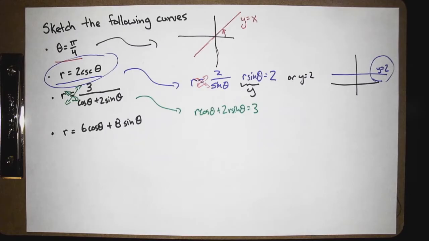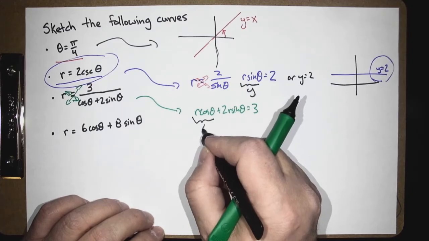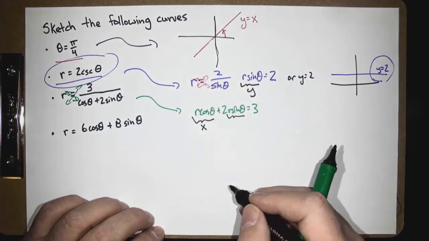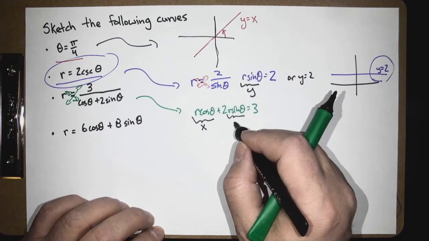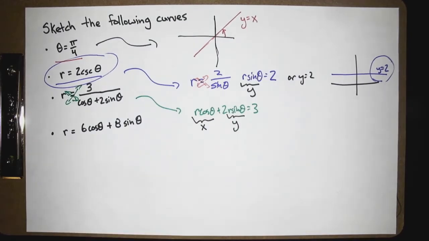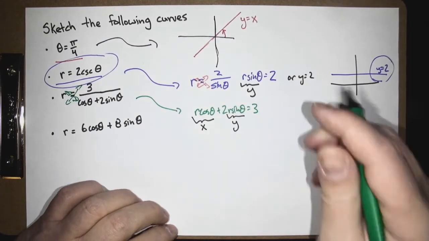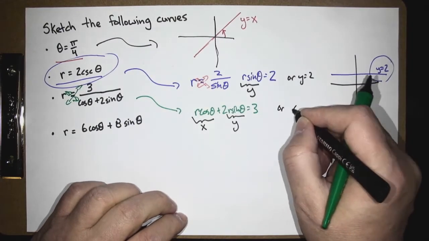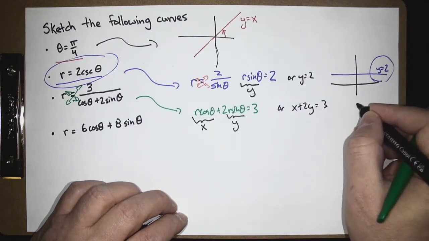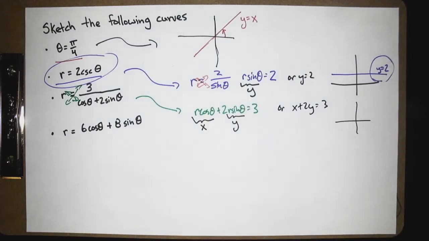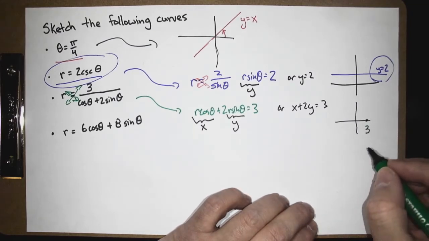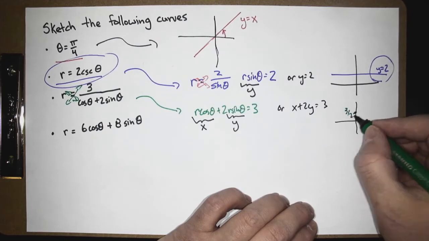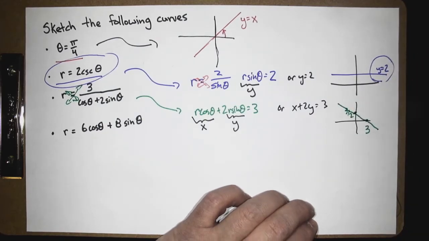Can we change the name of some of these things? The r cosine can be x, and the r sine, what is that? It's going to be y again. Okay, so this becomes x plus 2y equals 3. Well, what is this? It's a line. It'll hit the x-axis at positive 3. It'll hit the y-axis at 3/2, and then you can just connect.